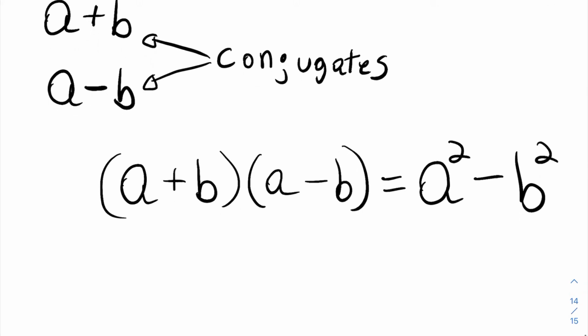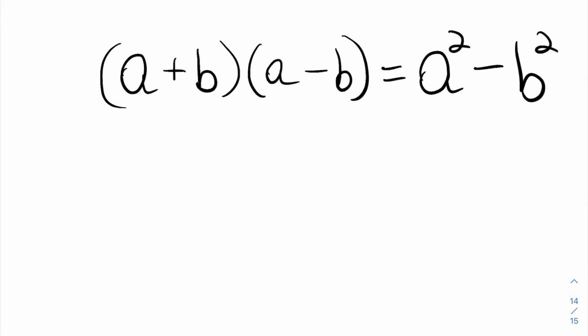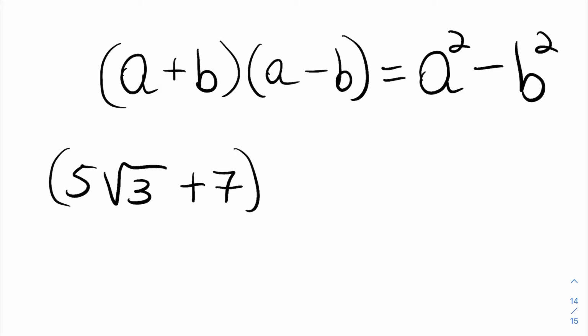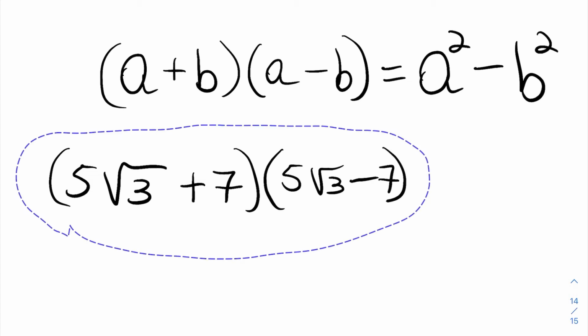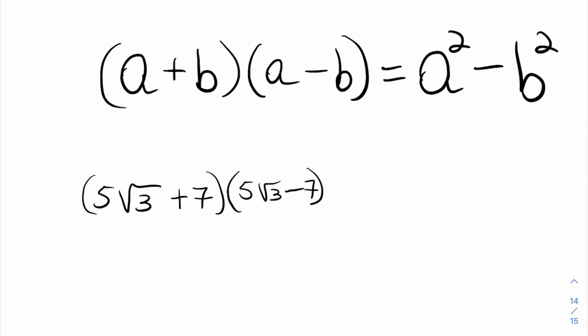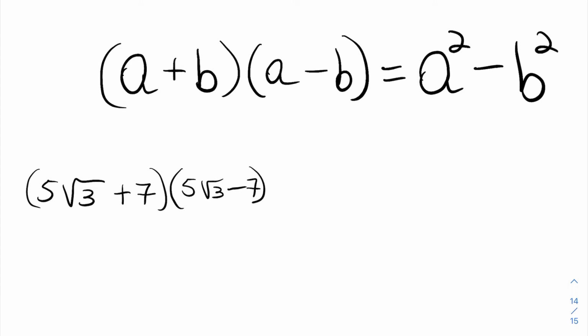Now, the nice thing about that is that when the two conjugates involve square roots, for instance, let's say 5 square roots of 3 plus 7, right? That's an irrational number. But if you multiply that irrational number by its conjugate, 5 square roots of 3 minus 7, well, nice things happen because those are two irrational numbers. One happens to be the conjugate of the other. But when you multiply those two irrational numbers, here's what happens.